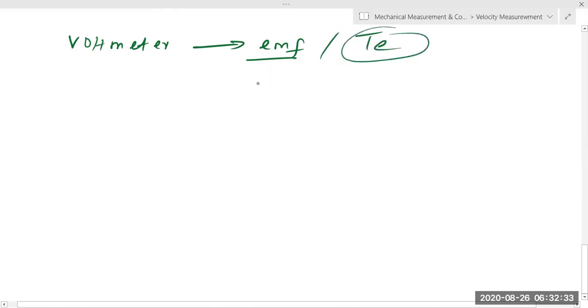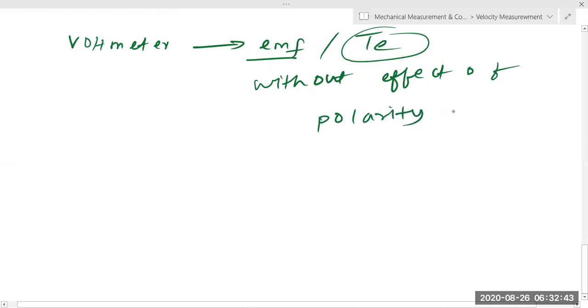Electromagnetic torque, without the effect of polarity. One more thing that is very important, I'll repeat it, that the flux phi is constant, remember, okay?